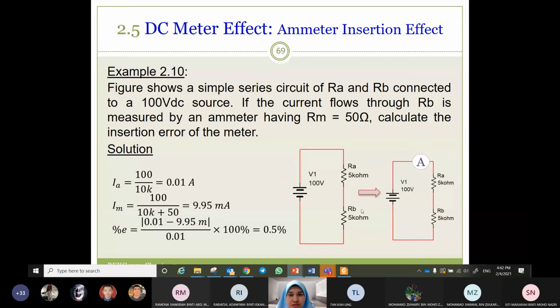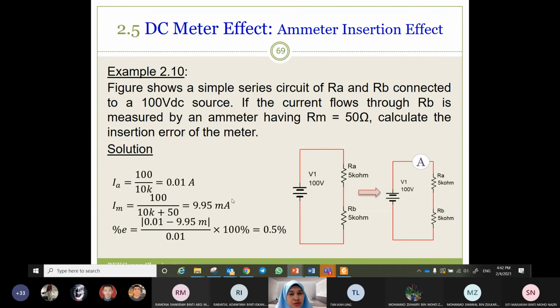This is the actual figure when we put the ammeter. The current flowing through RB, actually only one current flows in this path. IRB is equal to IRA is equal to I total. So we can put the ammeter anywhere in this path. Calculate the insertion error of the meter.